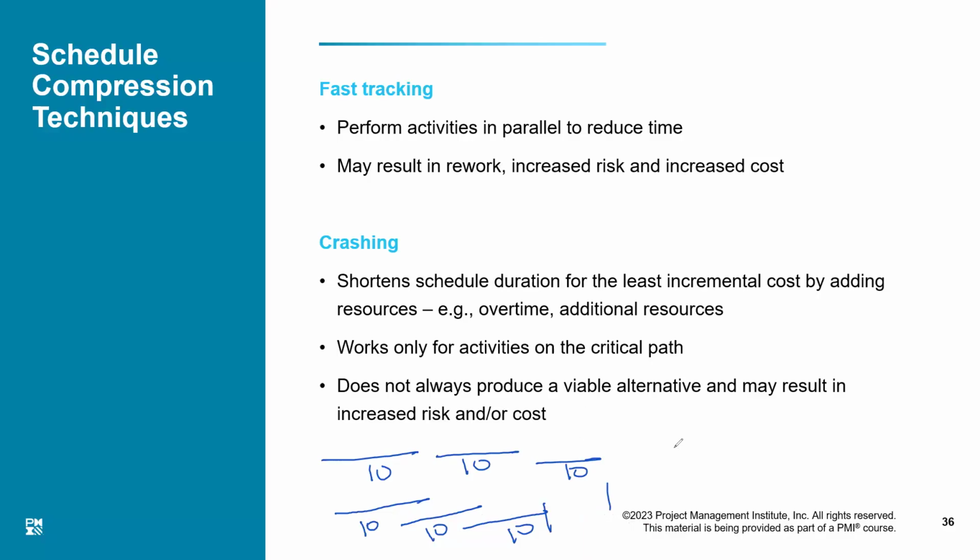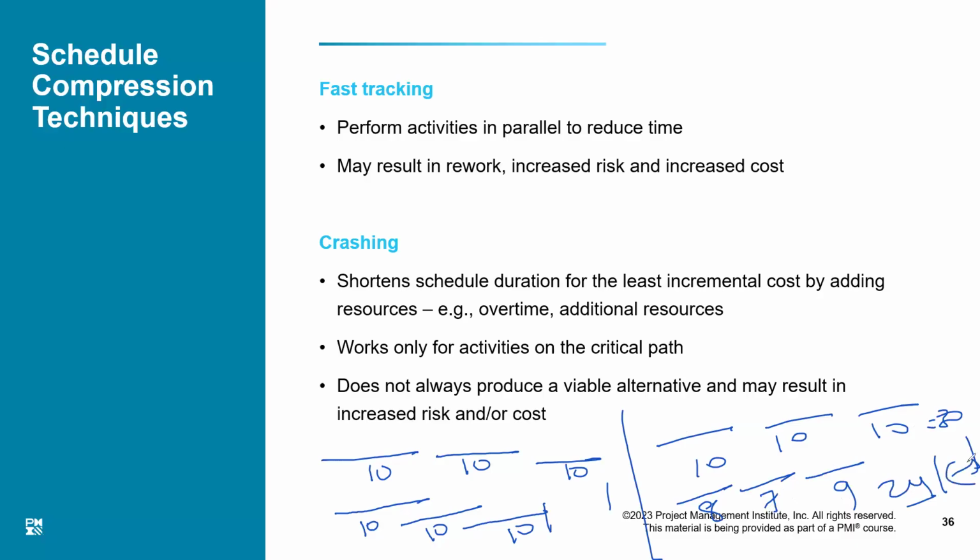In crashing, I have 3 activities again, 10, 10, 10. We are going to do something on the activities and we are reducing the duration of the activities. For example, instead of 10 days, we will do the first activity in 8 days, second activity in 7 days, third activity in 9 days. So instead of finishing in 30 days, right? 9 plus 9, 18, 18 plus 6, 24 days. I can save 6 days, for example.